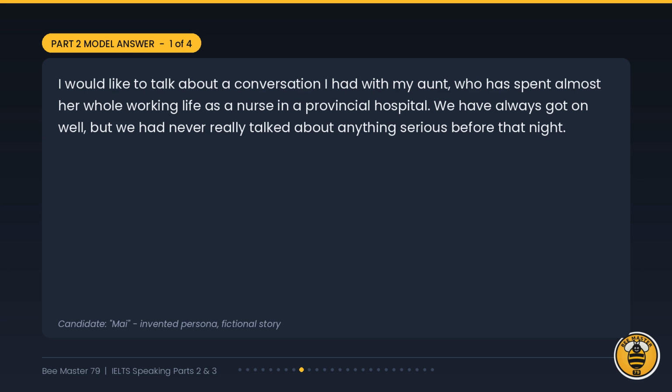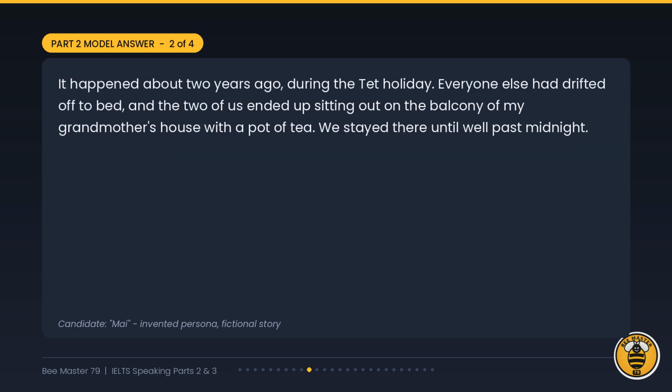Here is the full long turn. The text is on screen so you can follow the grammar as you listen. I would like to talk about a conversation I had with my aunt, who has spent almost her whole working life as a nurse in a provincial hospital. We have always got on well, but we have never really talked about anything serious before that night. It happened about 2 years ago, during the Tet holiday. Everyone else had drifted off to bed, and the 2 of us ended up sitting out on the balcony of my grandmother's house with a pot of tea. We stayed there until well past midnight.